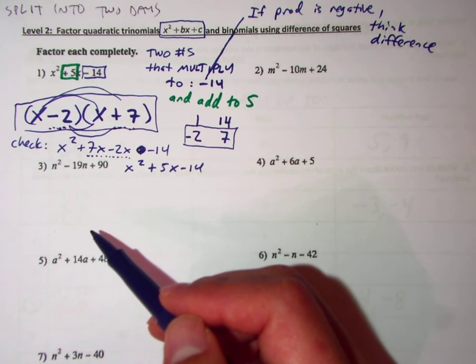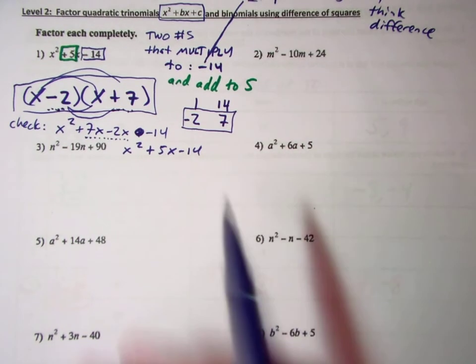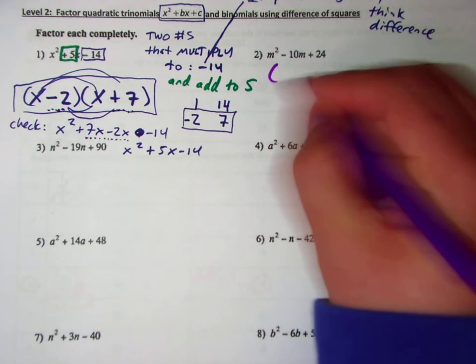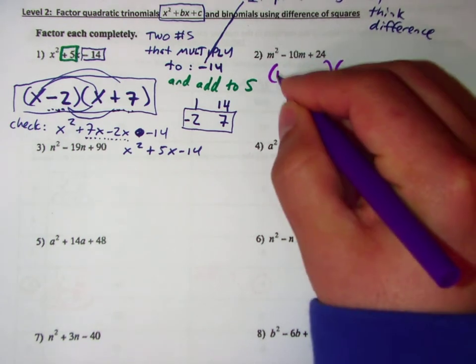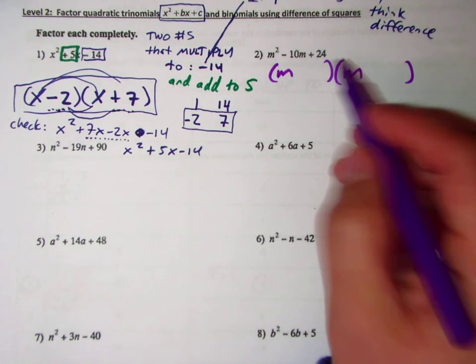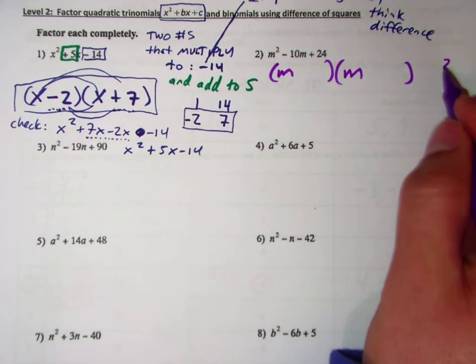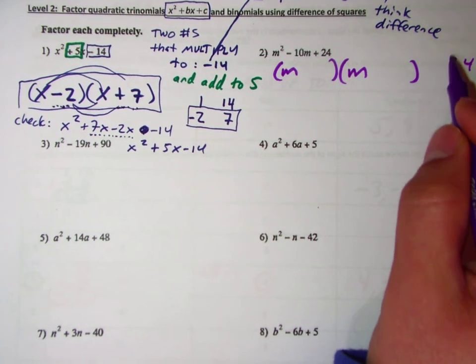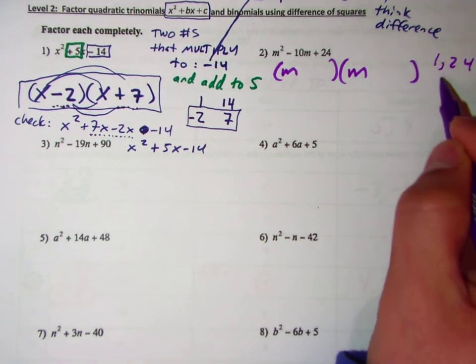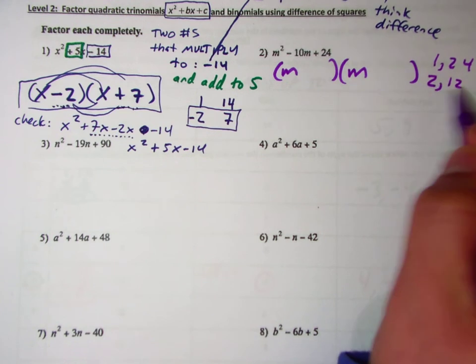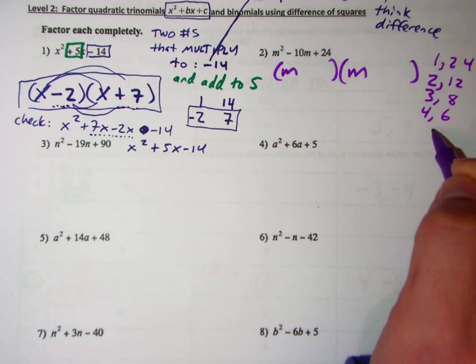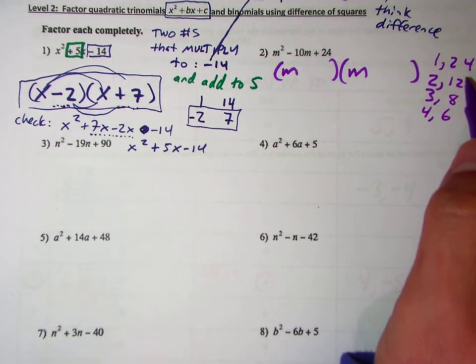All right, so I'll just do a couple more with this method. Let's do number 2. So if I'm looking at number 2, I know it'll be m times m. And now what I'm going to look for is from the 24, what multiplies to 24? So that would be 1 times 24, 2 times 12, 3 times 8, 4 times 6, 5 doesn't work, and we're done. So these are the only options.